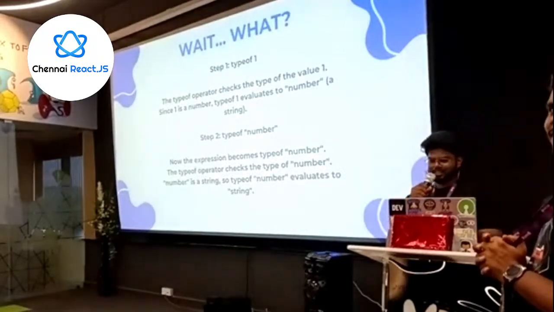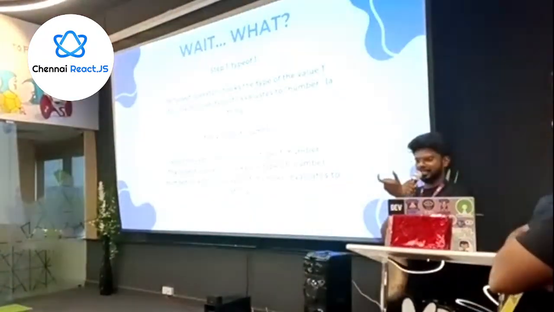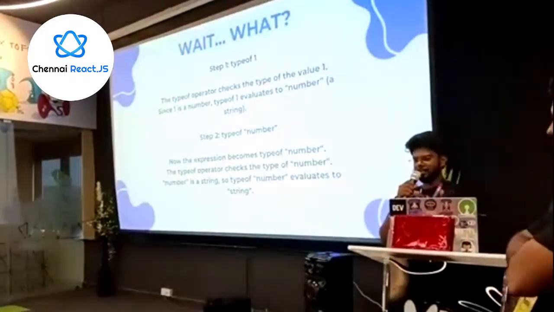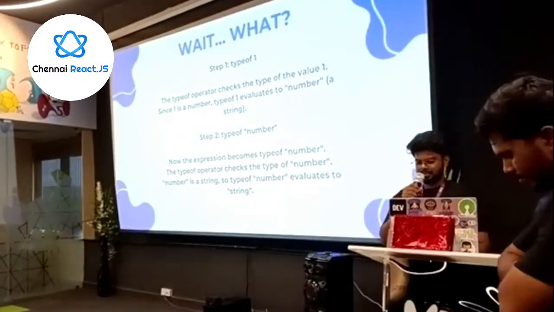Okay. So type of 1 is a number, but that number is given to us as a string. So type of a number as a string, that's a string.